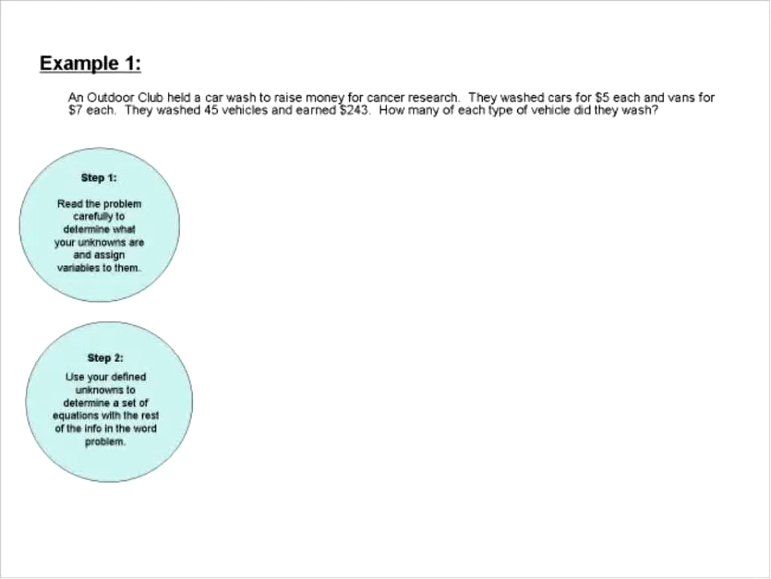Now when we're defining our variables, we want to be as specific as possible. So let's let X equal, and we don't just want to say cars. We want to say specifically the number of cars, and we're going to be even more specific and say the number of cars washed. Now, you'll find out later on why it's very important to make sure that you have defined your variables. If X is the number of cars washed, we know right away that Y has to be the number of vans washed.